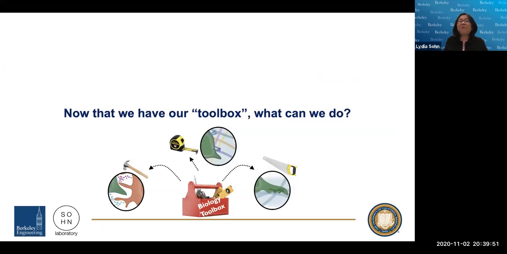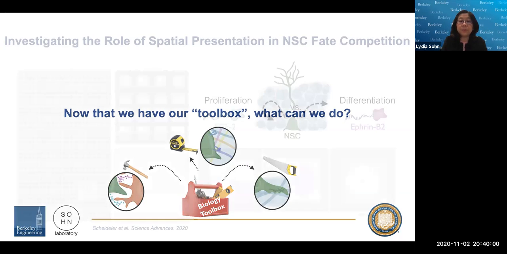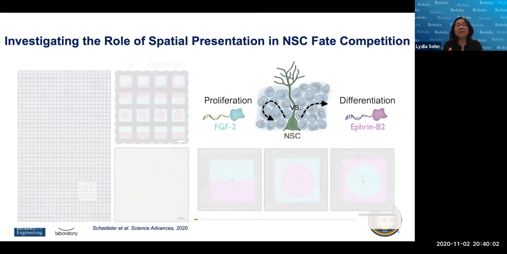So now that we have our toolbox of the ability to pattern spatially cells, different cell types, and ligands, what could we really do? Well, our whole goal is really to look at and recapitulate the neural stem cell niche. One of the simple things that we thought that we could do with our patterning technique to show that it works and really that you can get meaningful information was to see what happens to a neural stem cell when it's presented with two competing cues.